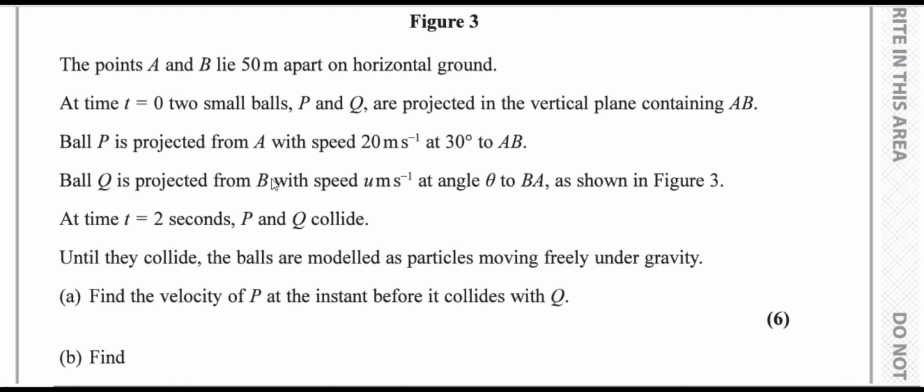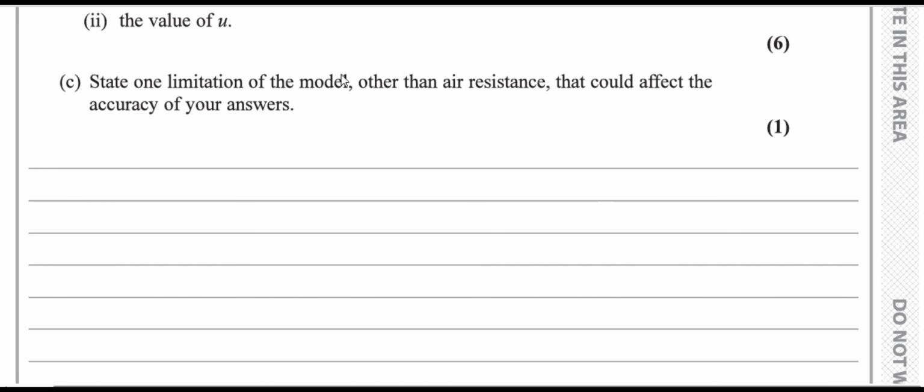So let us focus on ball P. Ball P has been projected from point A with a speed of 20 meters per second at 30 degrees to AB. Therefore, we need to split this speed into vertical and horizontal components of the initial velocity. After that, we will find the velocity after 2 seconds, which is the time it takes to collide with Q. And then we need to make it back into a total velocity by using the Pythagoras theorem.